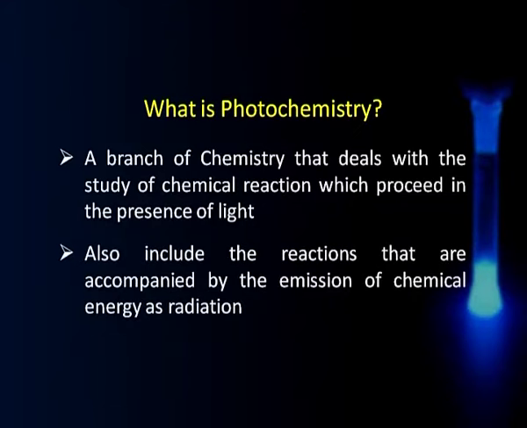But it also includes the reactions that are accompanied by emission of chemical energy as radiation. That means you have a reaction taking place, and the energy changes are coming out in terms of radiation. We will talk more about it as we proceed. So it concerns two things: first, a reaction taking place because of light, which is the prime thing here, and also light coming out as a consequence of a chemical reaction.